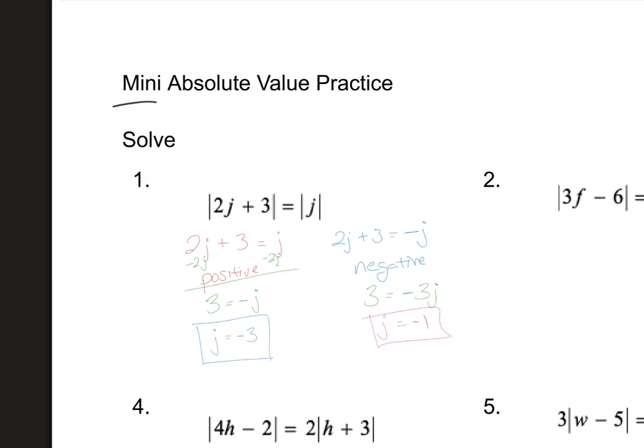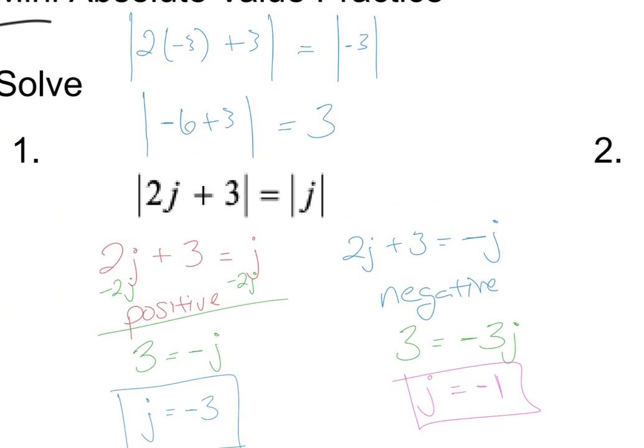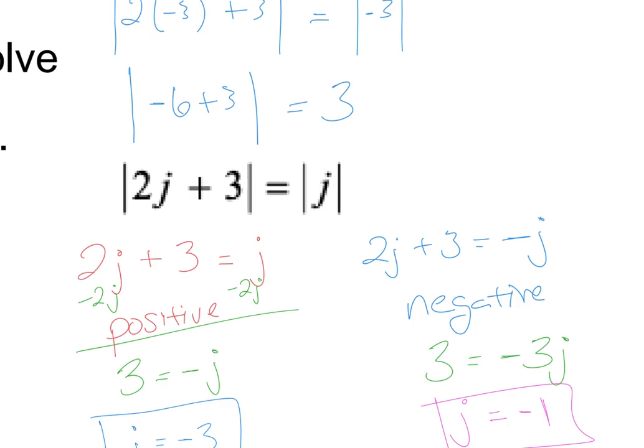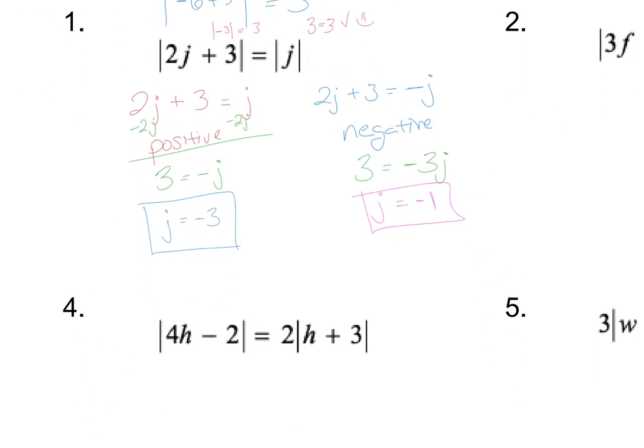I'll do the blue one in blue. So we have the absolute value of 2 times negative 3 plus 3, close our absolute value, and that equals the absolute value of negative 3. Okay, so I'm simplifying the inside. This is negative 6 plus 3. And on the right side, if I simplify that, that's just 3, right? Negative 6 plus 3 is negative 3. And guess what? The absolute value of negative 3 equals 3. That's true. We're happy about that. So this is a good answer.